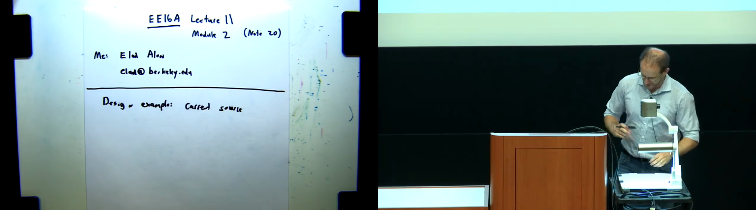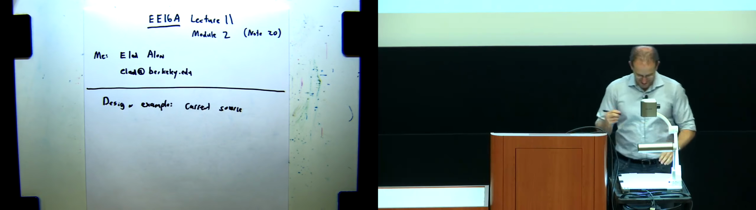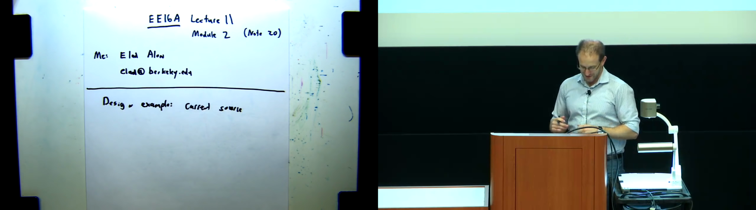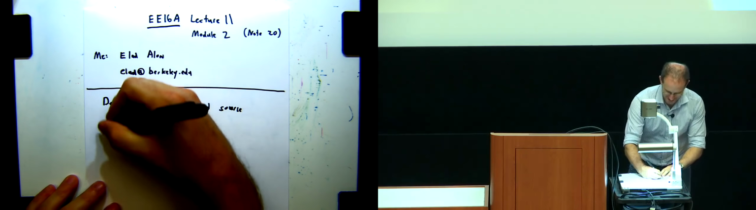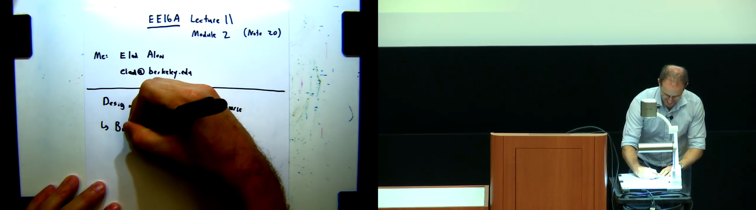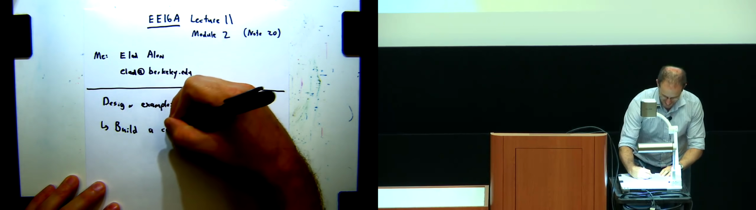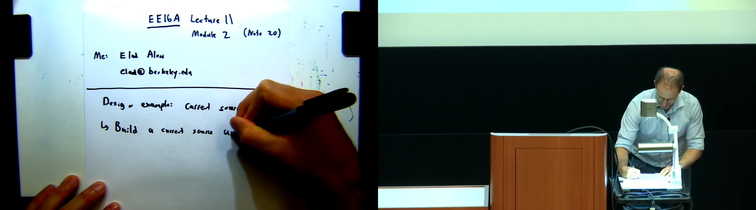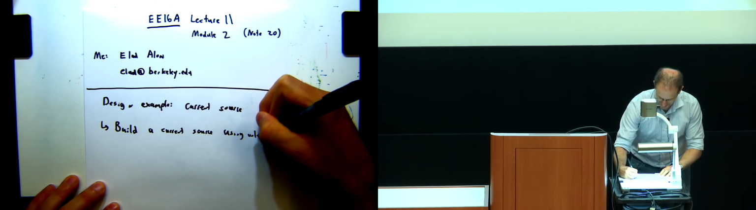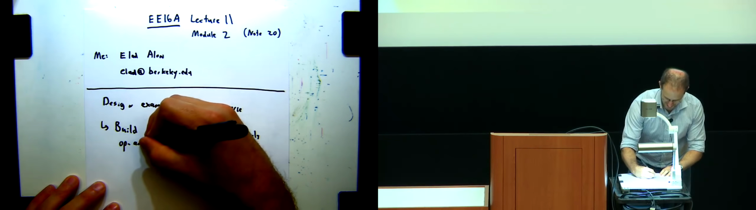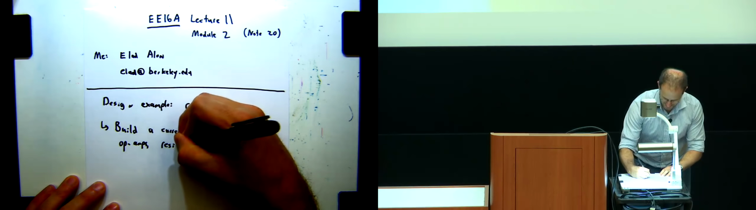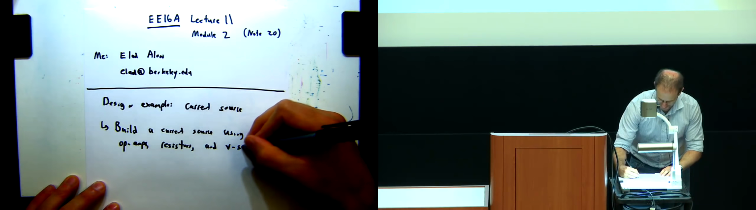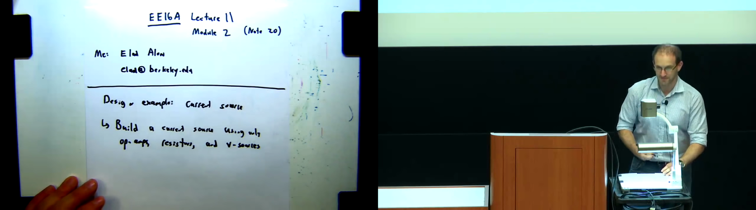Okay, good. So first things first, let me give a little bit more specificity as to what the actual design problem I want to solve is. I'm going to state the design problem as: build a current source using only op amps, resistors, and voltage sources.